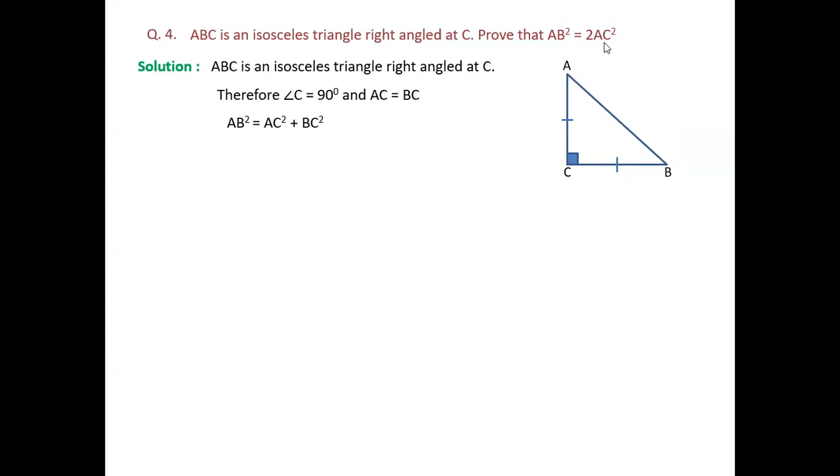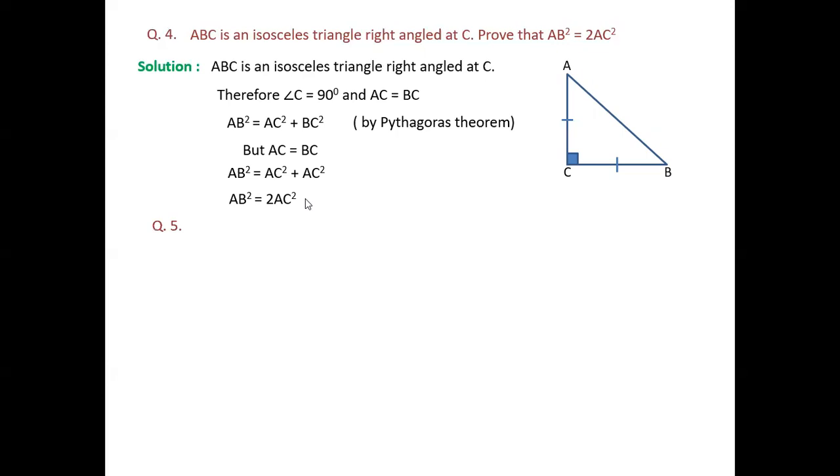Now we want it in terms of AC, and AC is also equal to BC. So I'm going to change BC, not AC. This was by Pythagoras theorem. So AC is equal to BC, and AB square is equal to AC square plus AC square, because we want it in terms of AC. Had it been in terms of BC, we should have changed this. AC square plus AC square is 2AC square. So AB square is equal to 2AC square. So your thing is proved now.